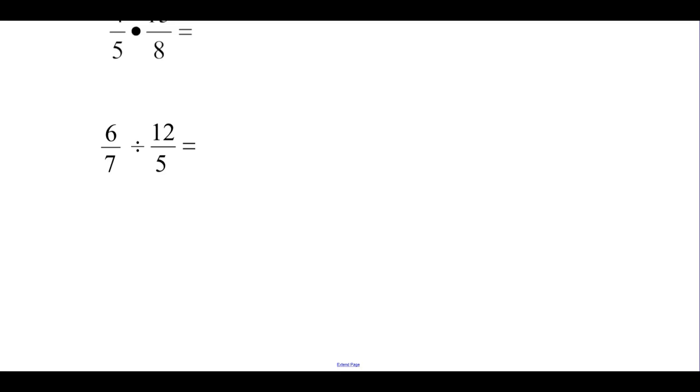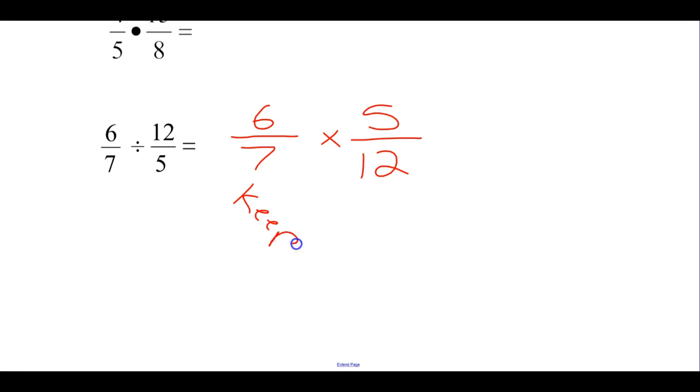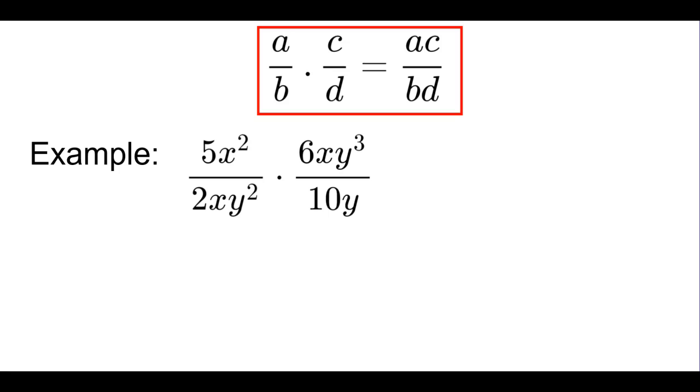Kind of. I think a lot of the middle school and elementary school teachers teach it as keep, change, flip. Do you remember that? Ours was keep, change. So you keep the first fraction the same, you change the division sign to a multiply, and then you flip the second fraction upside down. So then from there you'd multiply straight across and simplify again. For the sake of time, let's go to our first example.